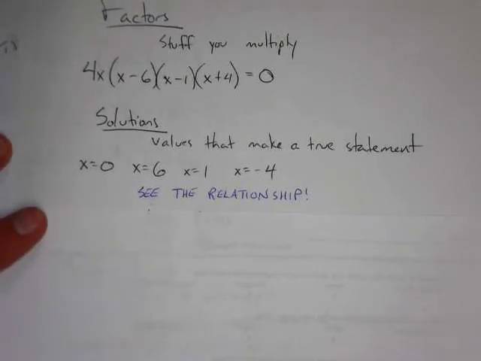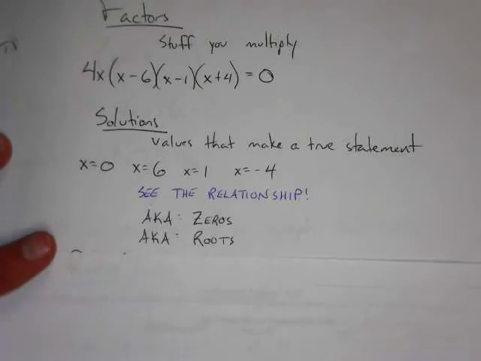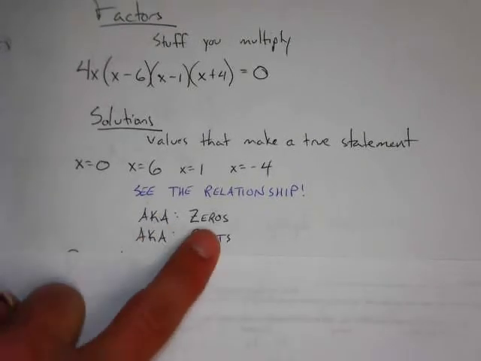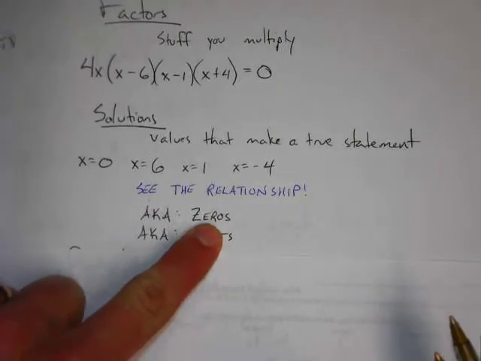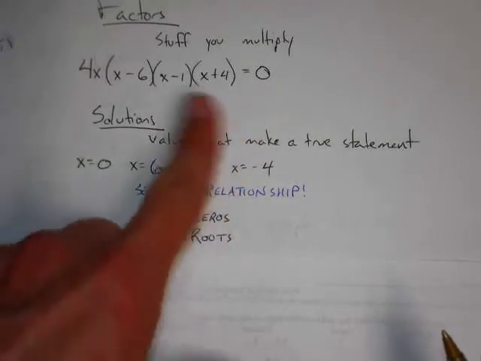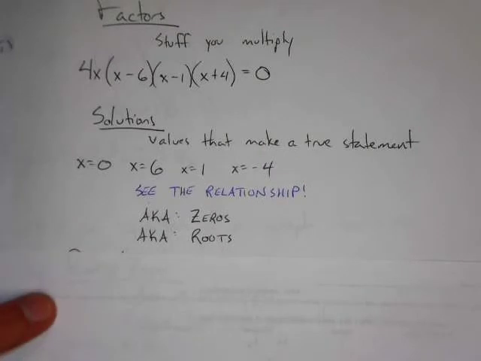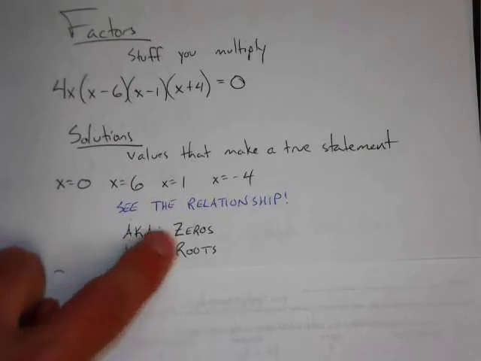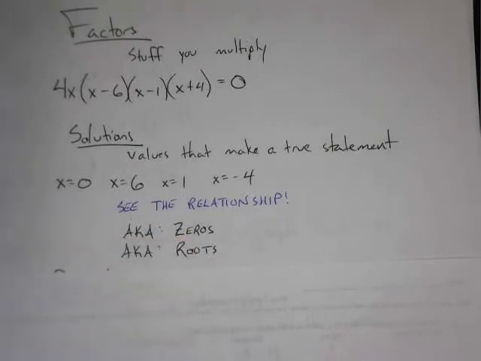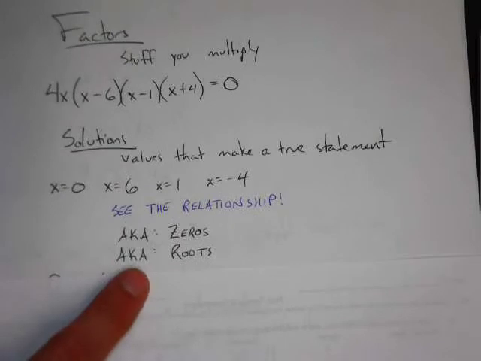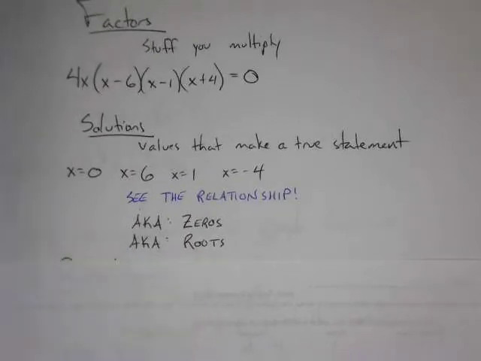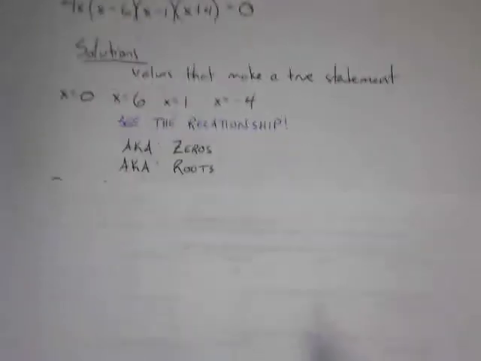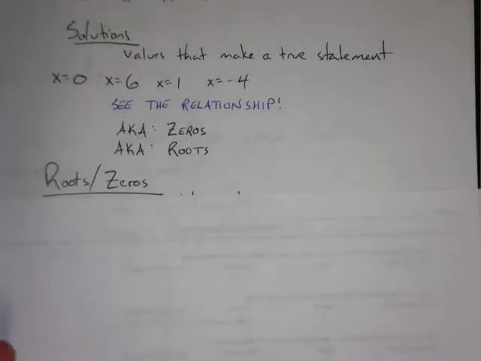Now, for two more vocabulary terms, solutions are also known as zeros because they're the values that give us the zero from the zero product property. They're the values that were given for the variable from the zero product property. Solutions are also known as zeros. Now when we get to graphing, solutions are also known as roots. Okay, so two new vocabulary terms, zeros and roots. And so we have to know this vocabulary as well, roots and zeros.